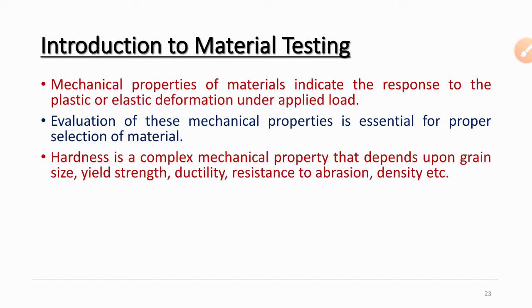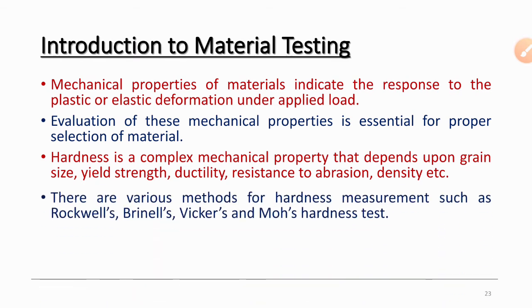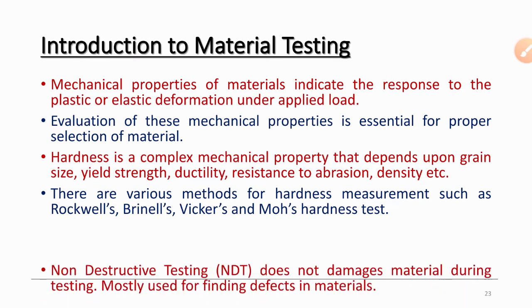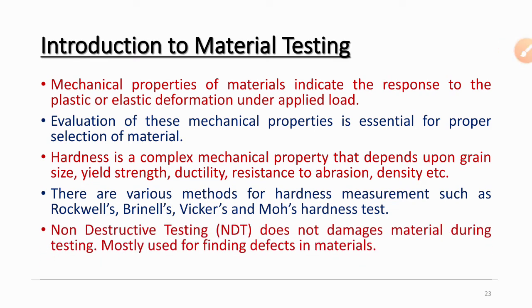Hardness is a complex mechanical property that depends upon the grain size, yield strength, ductility, resistance to abrasion and density, etc. There are various methods for hardness measurement such as Rockwell, Brinell, Vickers and Mohs hardness test. And non-destructive testing does not damage material during testing, mostly used for finding defects in material.